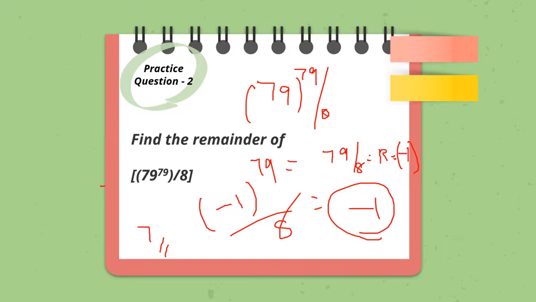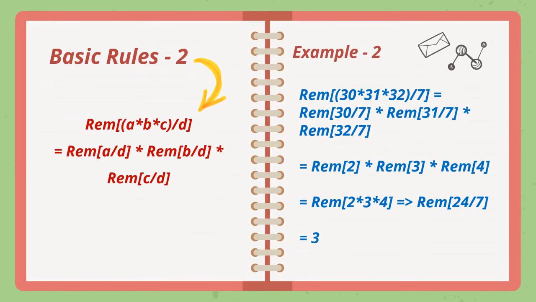Moving to the next rule. So when it comes to basic rule 2, the basic rule 2 says that suppose you have a series of numbers in your multiplication and you have a divisor, so dividing by one divisor, you need to find the remainder. So we break them and take it in this form. So let's say A into B into C when divided by D, you need to find the remainder. It is not necessary to multiply A, B and C and then divide.